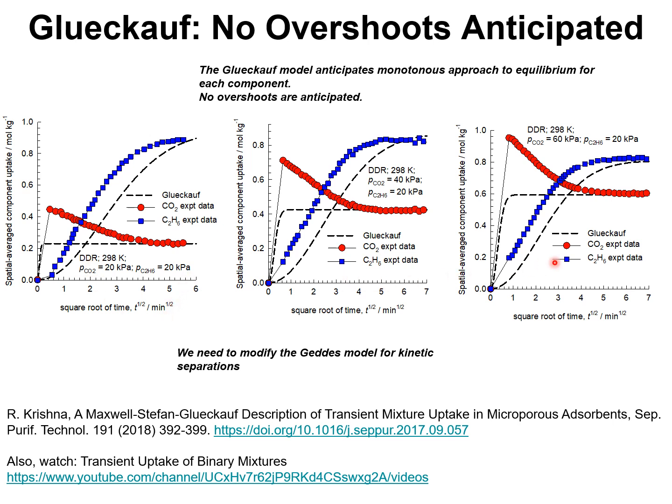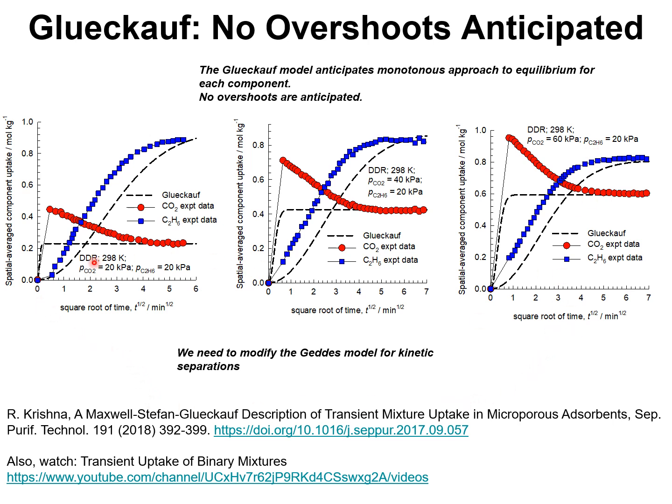We examine here experimental data for uptake of CO2 ethane mixtures in DDR zeolite for 3 different bulk gas mixtures. In the first case, we have 20 kilopascal each for CO2 and ethane in the bulk gas mixture. Here we have 40 kilopascals of CO2 in the bulk gas mixture and 20 kilopascal of ethane. Here we have 60 kilopascal and 20 kilopascal for CO2 and ethane in the bulk gas phase.